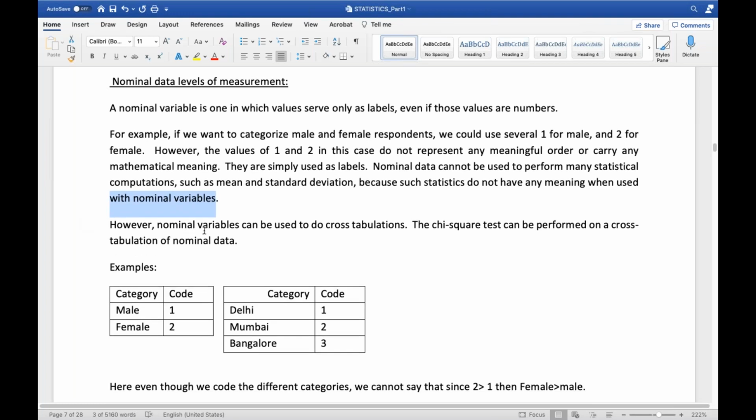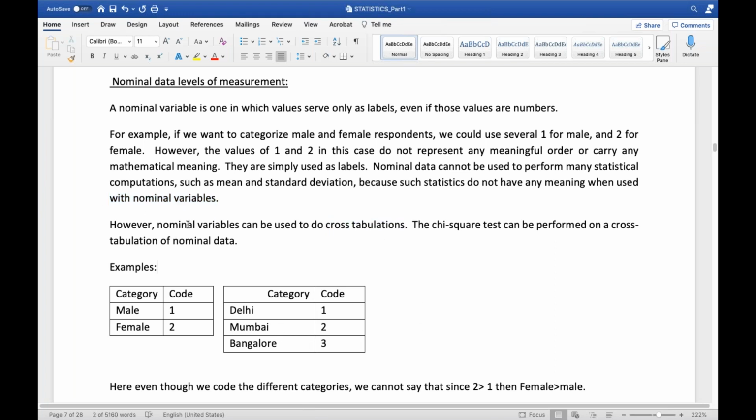However, nominal variables can be used for cross tabulation. Cross tabulation means we can show the data in tabular format, like how many males there are, how many females there are, and how many people visited. We can show the data in a tabular format, and that tabular format we call cross tabulation.